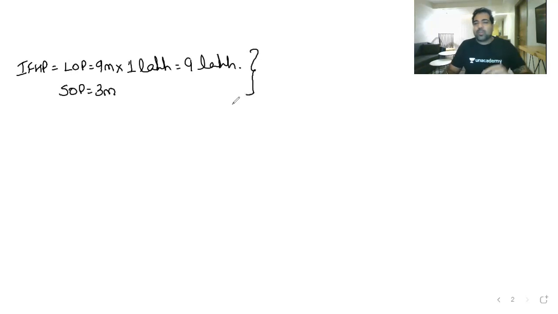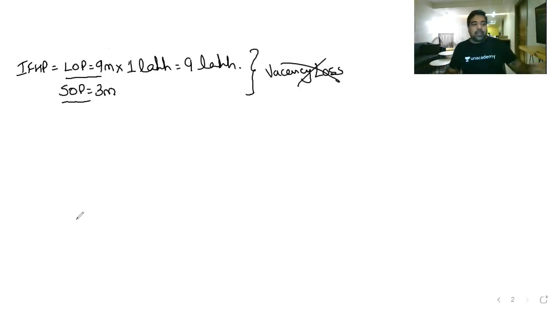This is a typical question in your exam. Some people think, oh, after 9 months it was vacant. No, there is no vacancy loss here. Why is there no vacancy loss? Because where is the house empty? The house is always occupied by someone. So there is no vacancy loss. The entire 12 months, the house is occupied. So no vacancy loss.